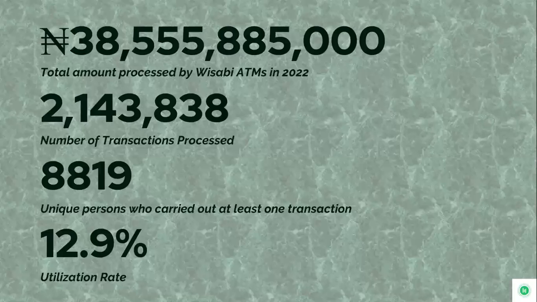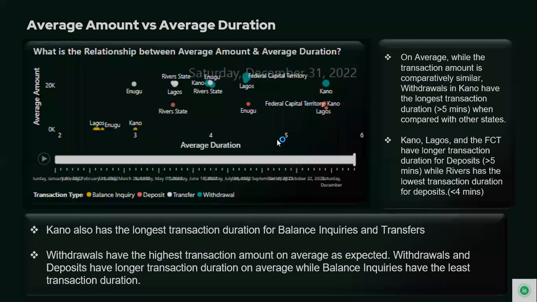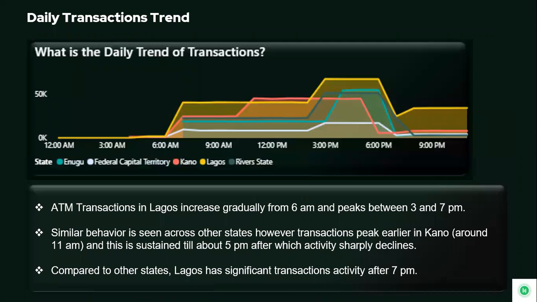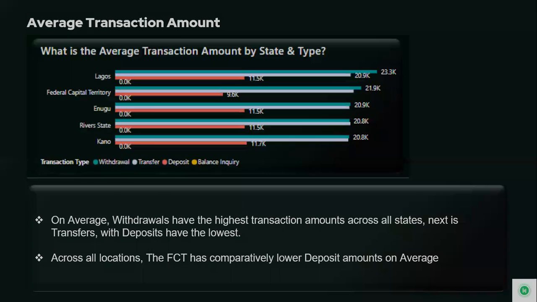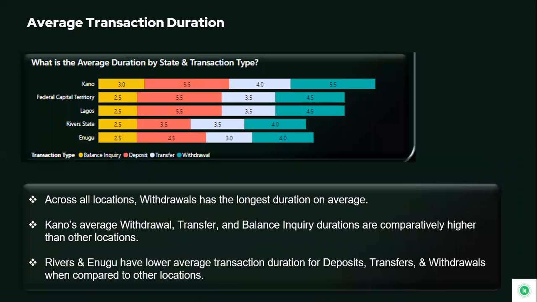So these are high-level overviews of numbers, right? Amounts processed, transactions, etc. The utilization rates, right? So you have the charts and your insights from the charts. Same thing here too. Chart and insights, just like that. So this is what you can send to a bank branch manager, right? Or send to an ATM operations manager, for example, this report.